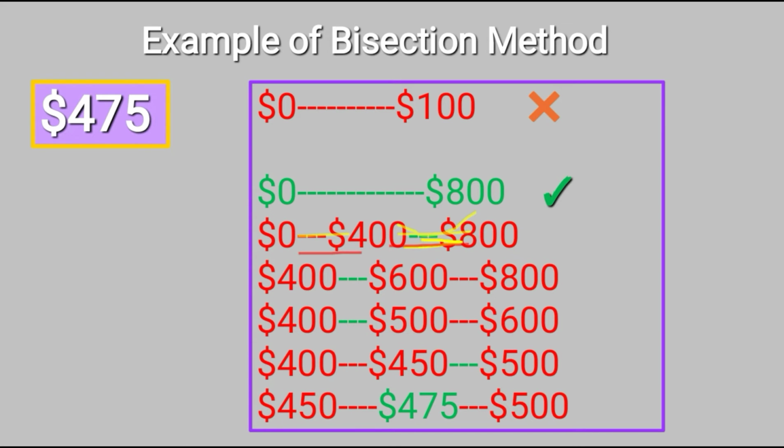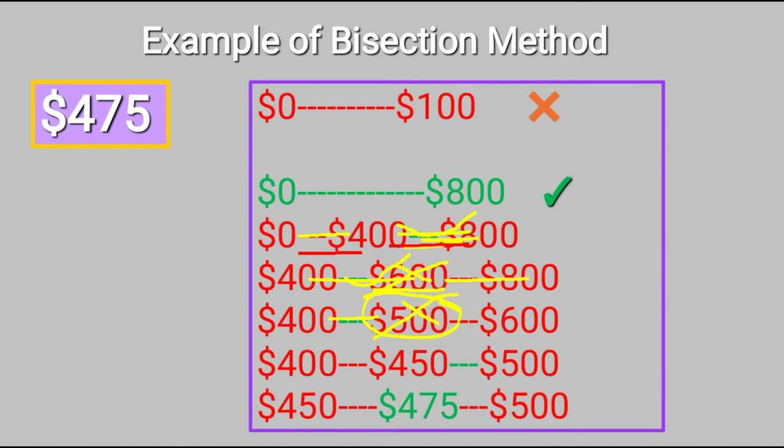Then I said the middle value of this range is $600, you said, no. Now I have two ranges, the first is $400 to $600 and the second is $600 to $800. At first, I said first range, you said yes. Then I said the middle value of this range, $500, you said, no.